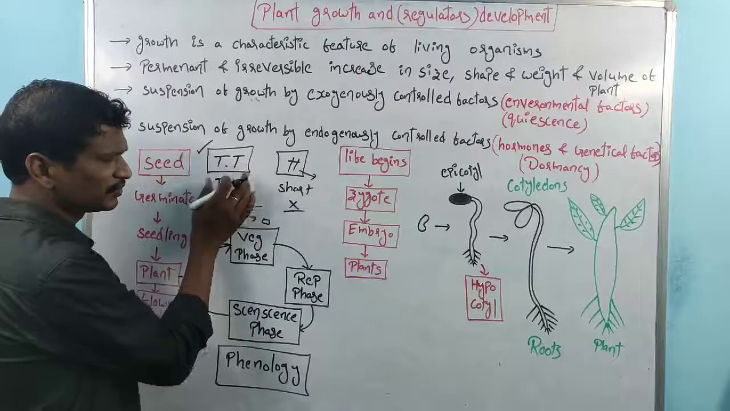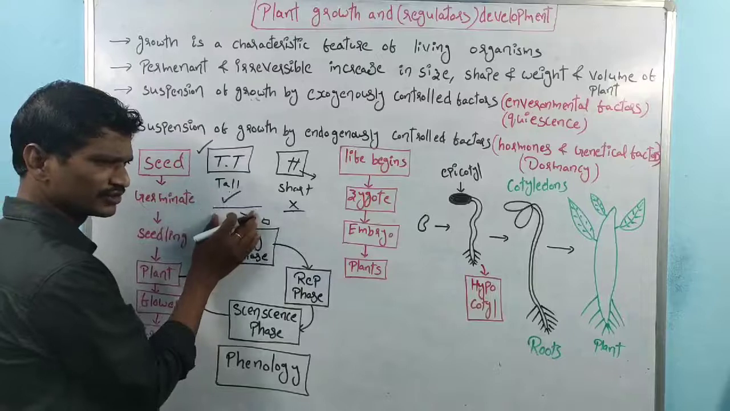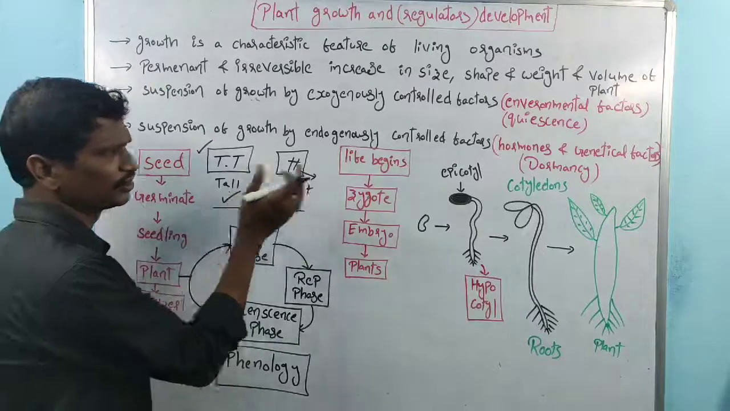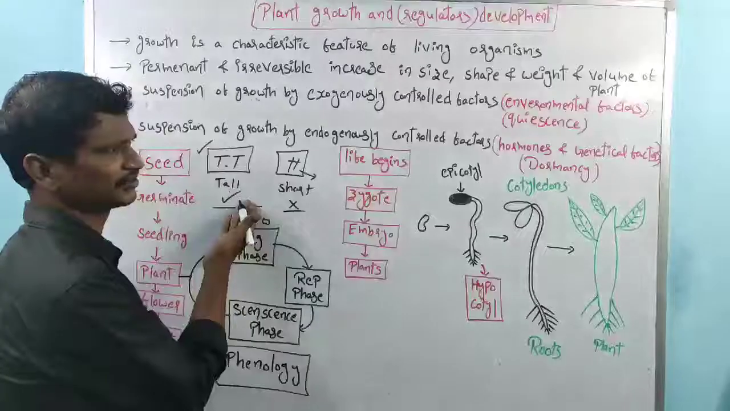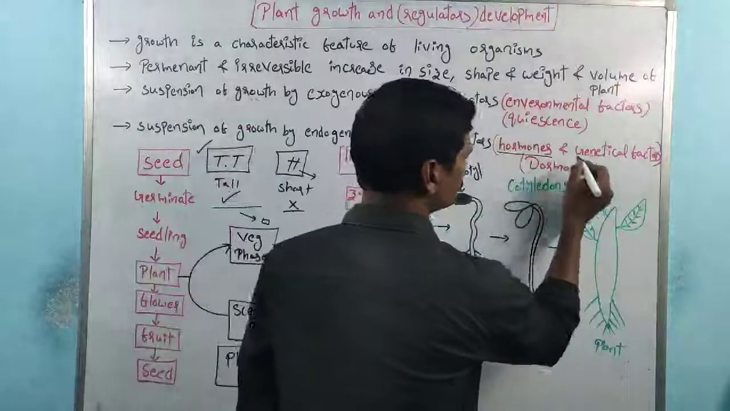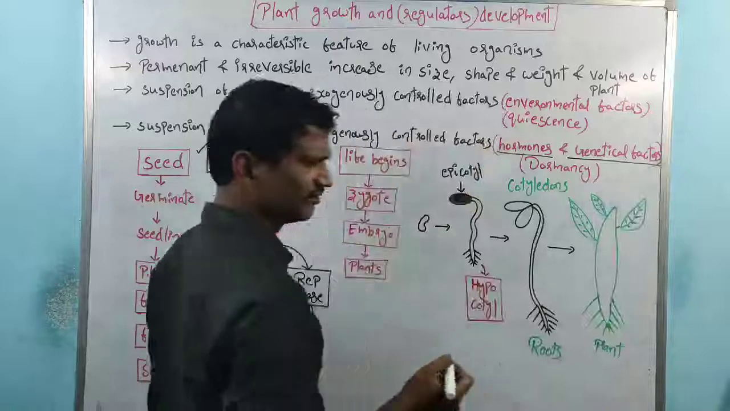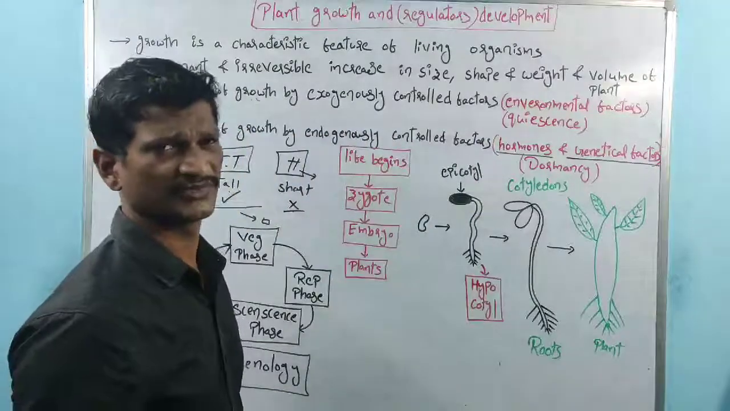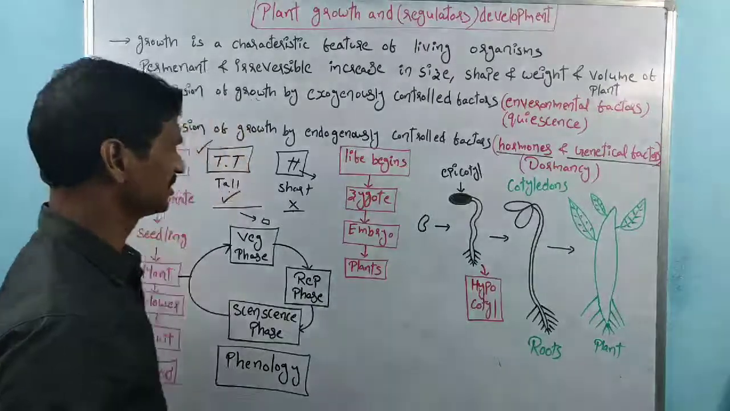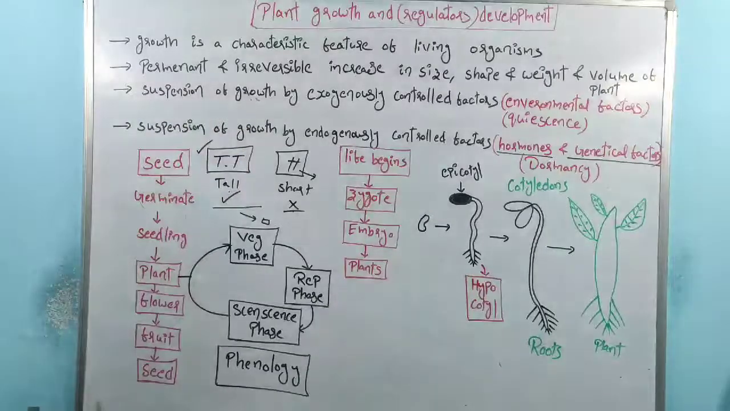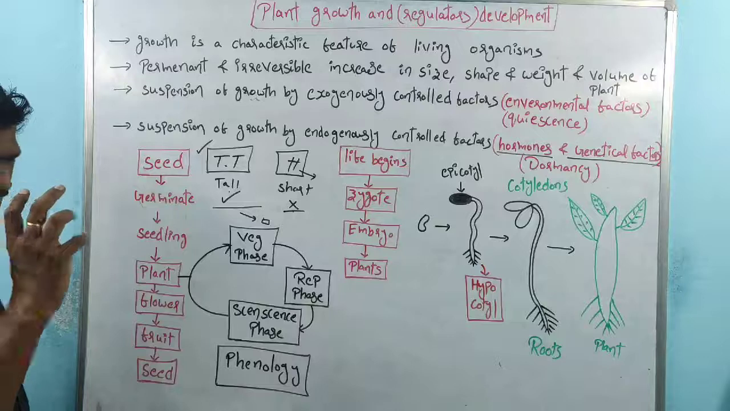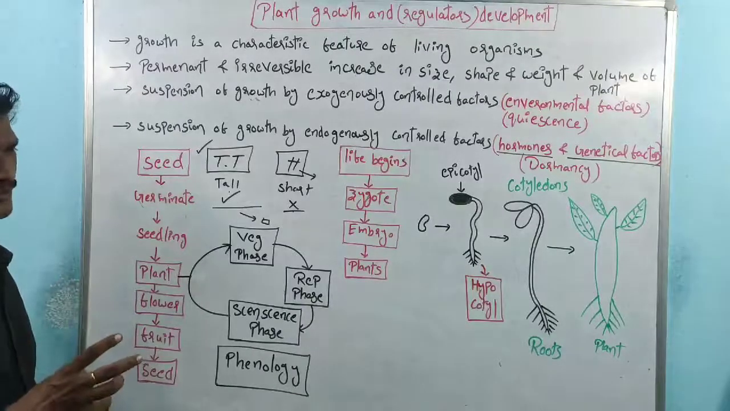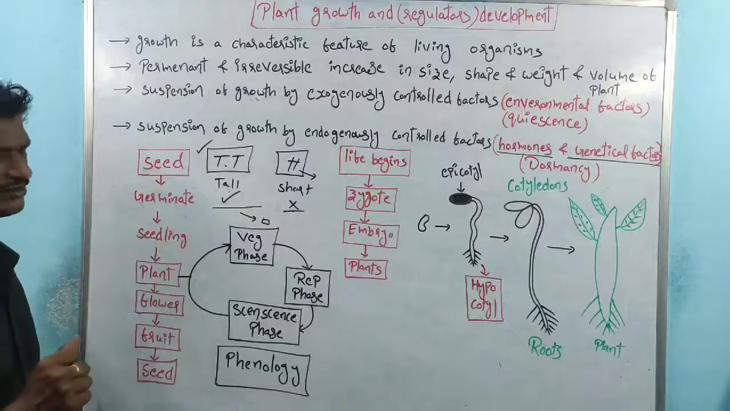So genes produce hormones, and hormones influence the growth. So this is one of the internal factors. Hormones and genetical factors influence the growth. So the condition is called dormancy, right? So that is about some of the basic words related to growth and influencing factors, right?